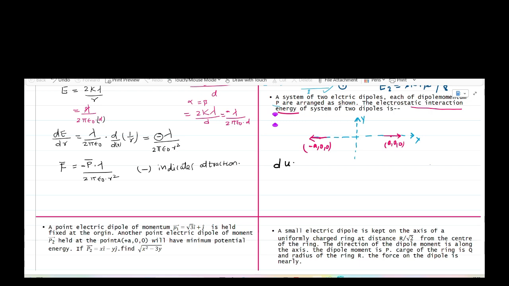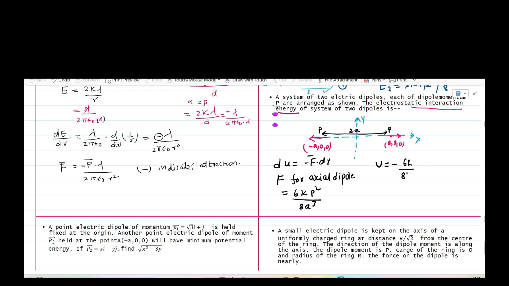So I know dU is equal to minus F into dr. Already I know F for axial dipoles, that is, dipoles on the axial line, which is equal to 6k p square. Here p1 and p2 are the same, two electric dipoles, each of dipole moment p. So 6k p square by 8 a cube, since the distance from here to here is 2a. So 8 a cube. Now I am doing the integration.